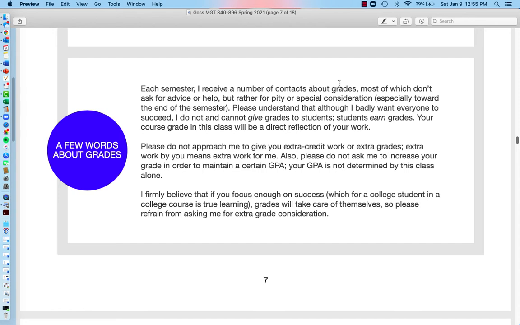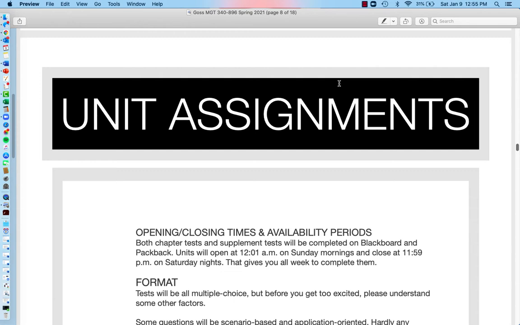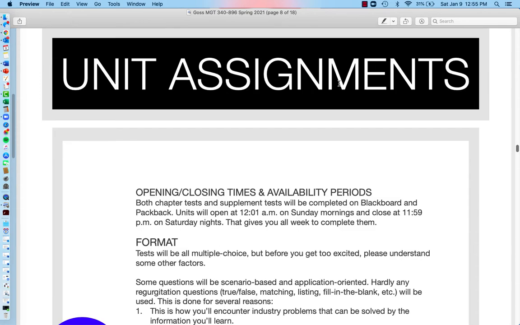Please don't approach me about extra credit. Extra work by you means extra work for me, and I don't need that, and you really don't either, because there will be plenty of opportunities for you to earn points in this class, and it's really not going to be terribly, terribly difficult if you will just simply do what the principles of the Slide Edge book that I mentioned earlier talk about. Do the little things that it takes to be successful, and the big things will take care of themselves. Let's talk about unit assignments again really quickly.